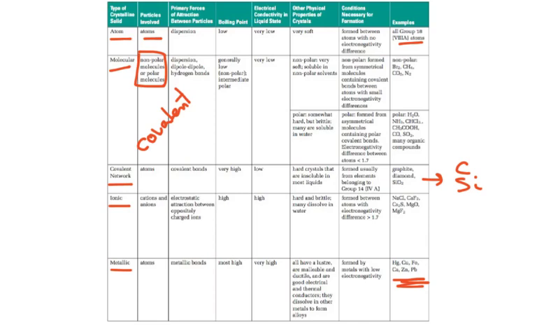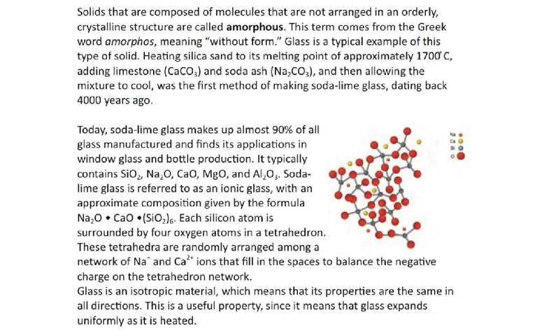Those are the 5 types of crystalline solids. The other type of solid we have is the amorphous solid. These types of solids don't have any strict order to them. They are free to flow as they want. So glass is the most typical amorphous solid.